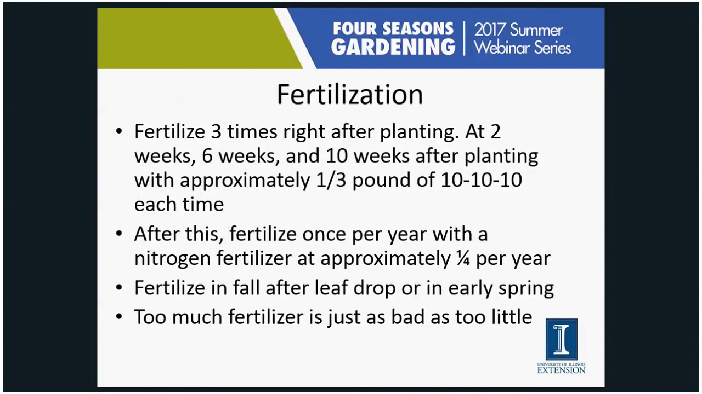For fertilization, you want to fertilize 3 times: right after planting, at 2 weeks, 6 weeks, and 10 weeks after planting, with approximately a third pound of 10-10-10 each time. After this, we can fertilize once per year with a nitrogen fertilizer at approximately a quarter pound per year. Fertilize in the fall after leaf drop or in the early spring.